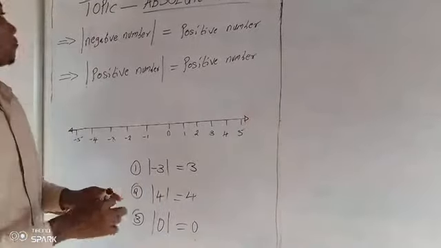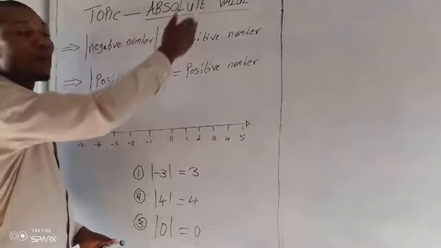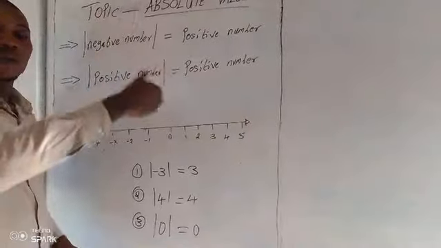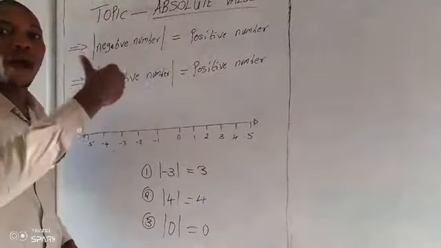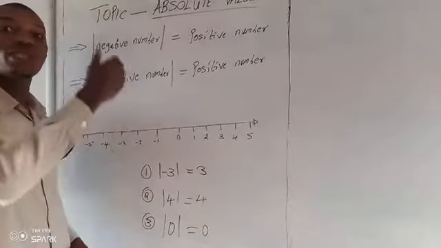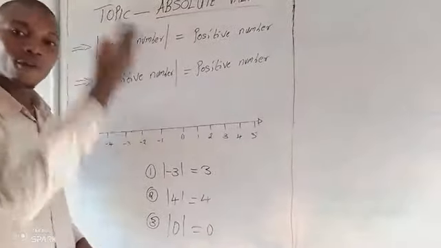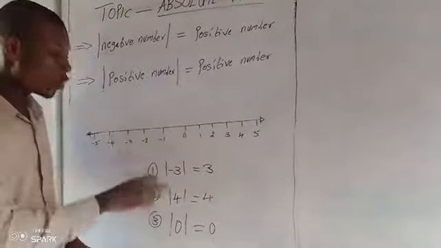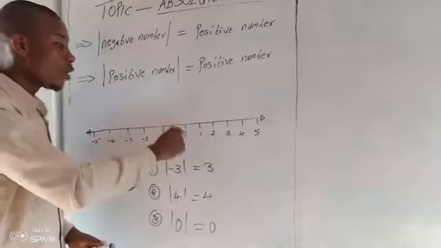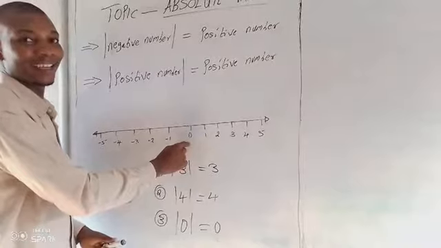So anytime you take the absolute value of a negative number, you always have a positive number, because absolute value is all about what? Distance of a number from where? From 0. And if you take the absolute value of a positive number, it will still be positive, because you are talking about the distance of a number from where? From 0. And the absolute value of 0 is 0 because you have not made any move from 0. It's still the 0 you have here.